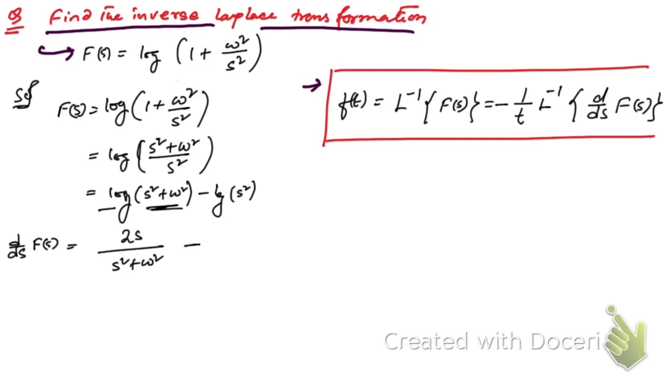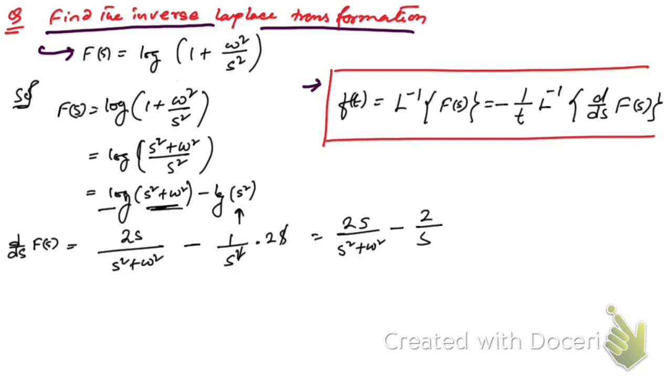Similarly, minus, if you differentiate this, then you're going to have 1 by s square, then again into 2s. And if you cancel s and s square, then let me write here, 2s by s square plus omega square minus, so s cancels s square, then 2 by s. That's what we're going to have, right?